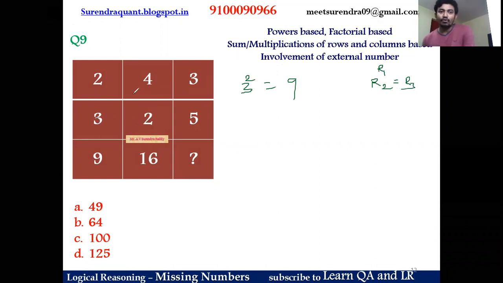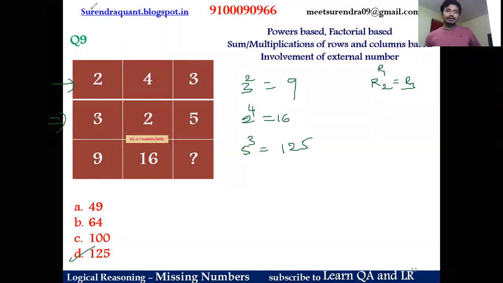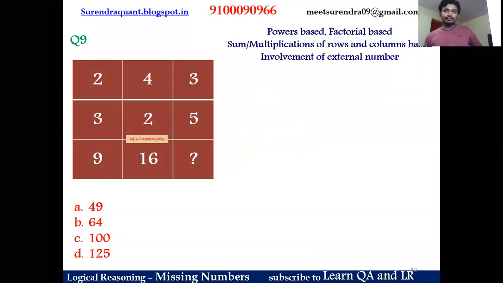Here, 2 power 4. We are taking second row power first row to give third row. So here, 2 power 4 is 16. Perfectly matches. Now, 5 power 3 should be your logic. So, second row power first row. So, 5 power 3 is 125. And that is option D. Right? Let's go for question number 10.